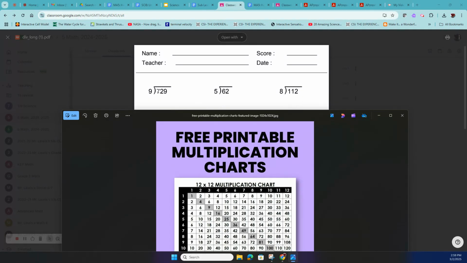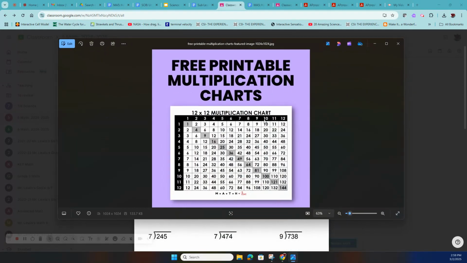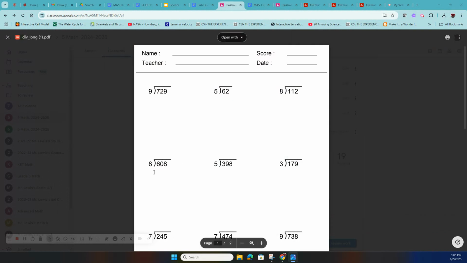But now we're looking at 72, just the 7 and 2. Does 9 fit into 72? Well, let's have a look at my multiplication table. 9, 18, 27, 36, 45, 54, 63, 72. Hey, look at that. 9 does fit into 72. It fits into it 8 times.